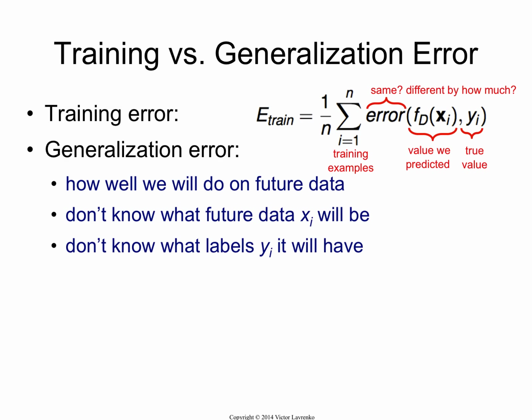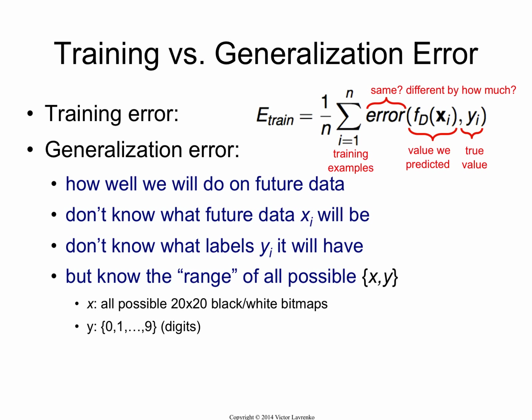so you don't know what the xi's will be, and you don't of course know what labels they will have. Otherwise, if you did, there wouldn't be much need in predicting those values, so you wouldn't be building a classifier in the first place. But you can still come up with an equation for the generalization error because you know the ranges, right? So you know the possible range of x's and you know the possible range of y's. So if you're recognizing digits, for example, the x's are the bitmaps. So they're 20 by 20, let's say binary bitmaps, and there's only a fixed number of them, right? You could enumerate them. There's a lot, but it's a finite number. And for y, there's only 10 possible values.